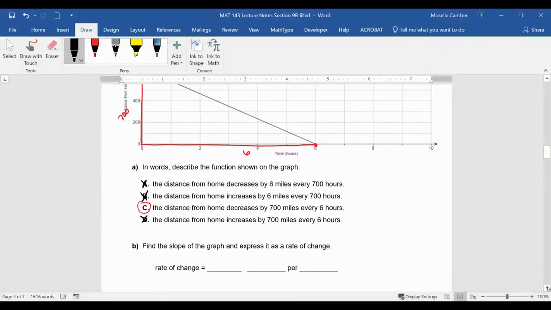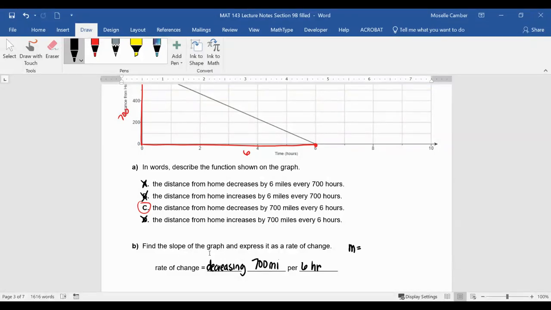So expressing this as a rate of change. So in this time, it is decreasing 700 miles per 6 hours. As a slope, though, we don't want to get rid of all the words. We just want the number so that we can put it in an equation.